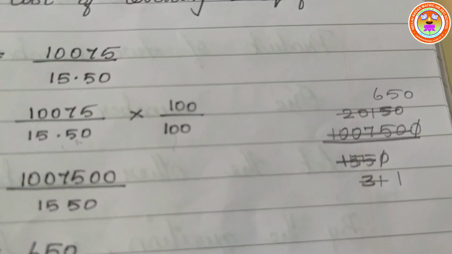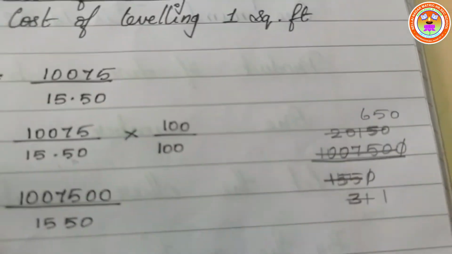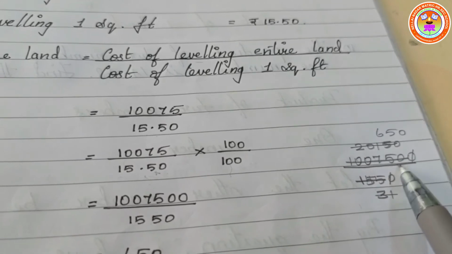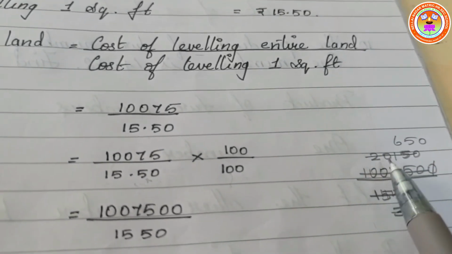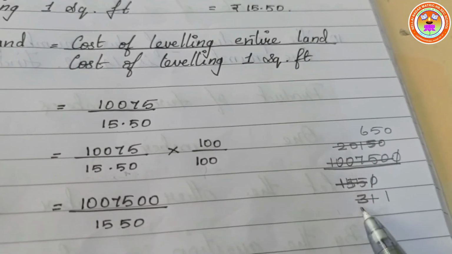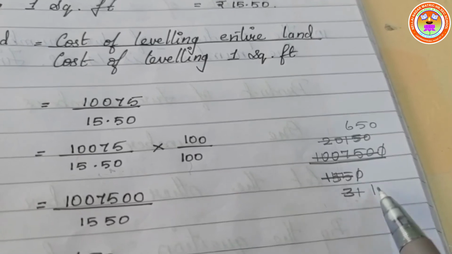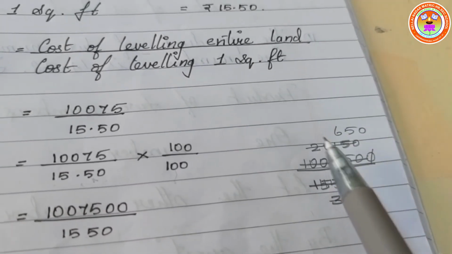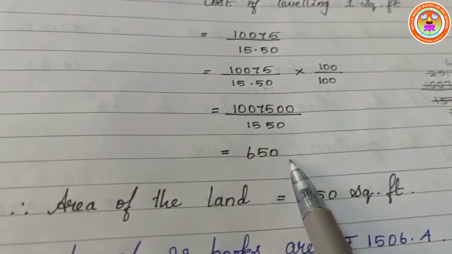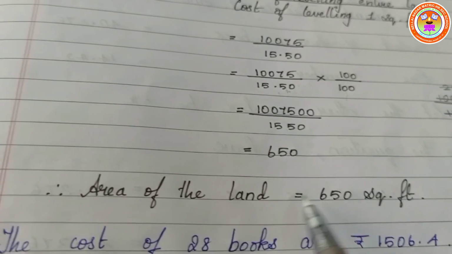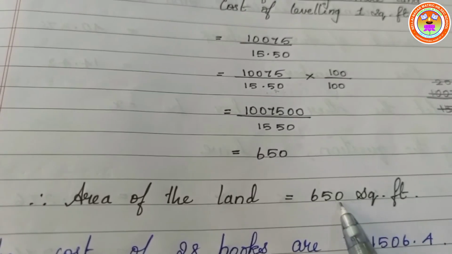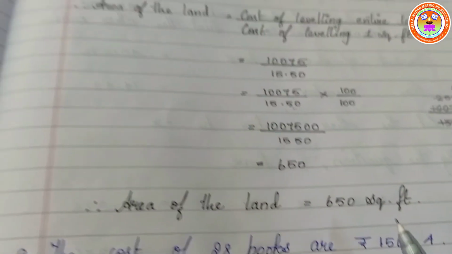Next, what happens? 155 and 1000750. When you cancel, you get 20150. And for 155, it is 31. Again, using 31 tables here, it is 1 and this will be 650. Therefore, the value is 650, which is the area of the land. So, we can write it as, therefore, area of the land is equal to 650 square feet. Understood this sum, children?